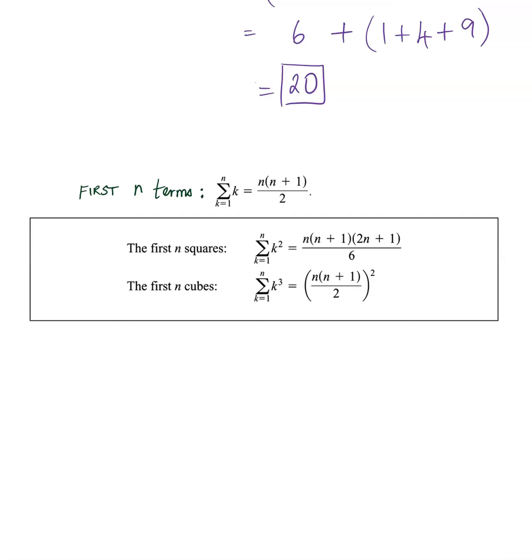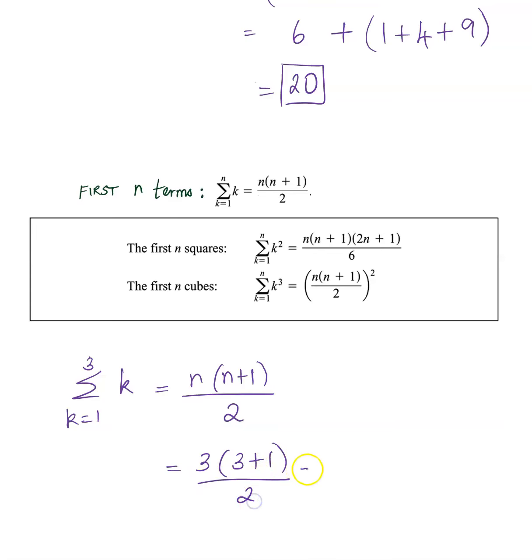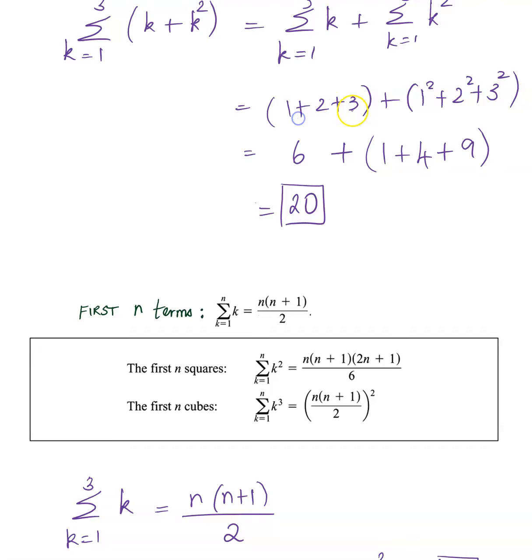However, I can illustrate that. Summation k 1 to 3, right? That's what we had. So if I were to use this formula, it would be n times n plus 1 over 2. n is 3, so 3 times 3 plus 1 over 2, which is 3 times 4 over 2, 6. And that's what we did. Because there were just 3 terms, we were able to add it.